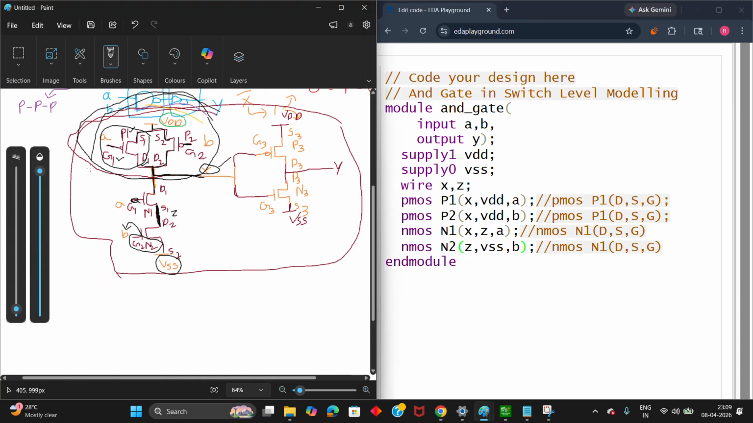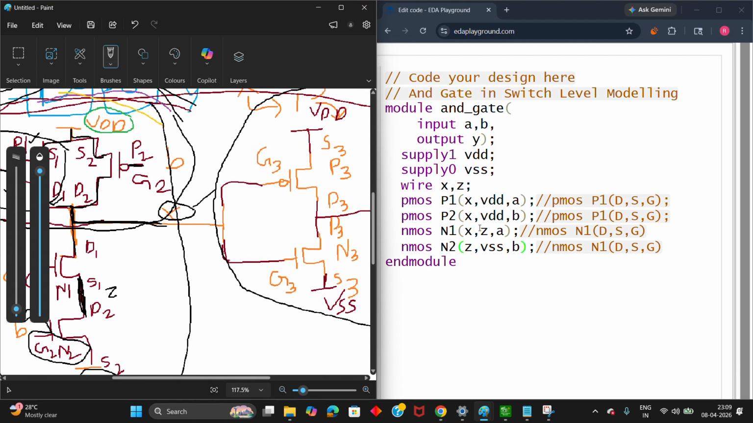This part is completed. Now what the other part left is this part. Let us do it. Now for that we need to take two instances. One is a PMOS instance and another is an NMOS instance. Let me take it.